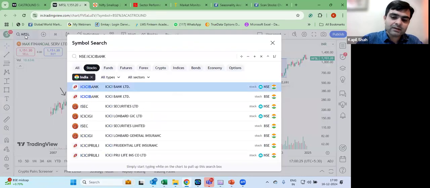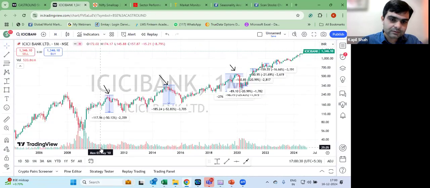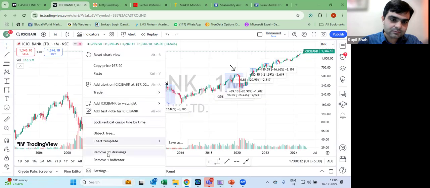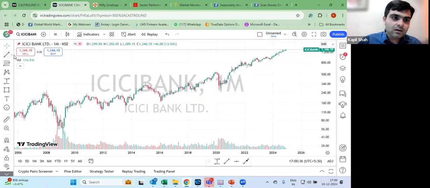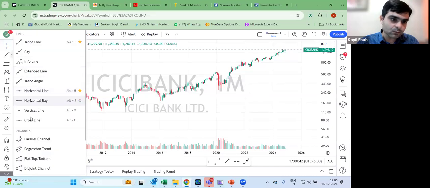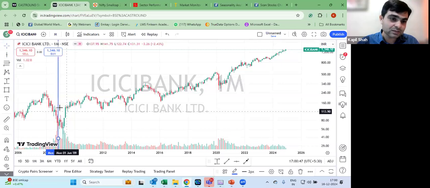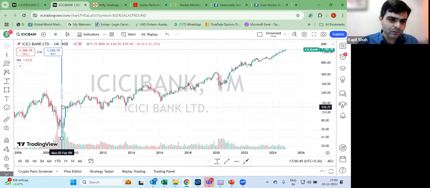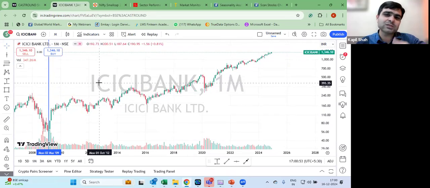I am coming to ICICI Bank right now. Normally I take a point from where the very big momentum has started. So let's say for me, this is the point where the big momentum has started, meaning the year 2008, when the global financial crisis was there, and from there afterwards, prices picked up momentum substantially higher.